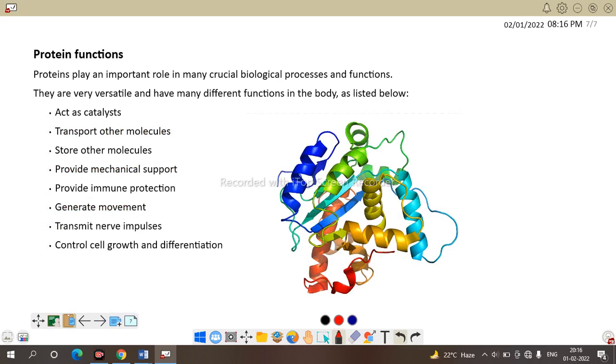Next is the function of a protein. Protein is the building block, as I told. It also acts as a catalyst, transports other molecules, stores other molecules, provides mechanical support, provides immunoprotection, generates movement, transmits nerve impulses, and controls cell growth and differentiation. So here we finish with the protein.